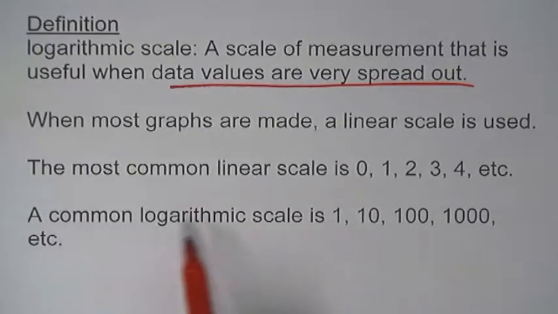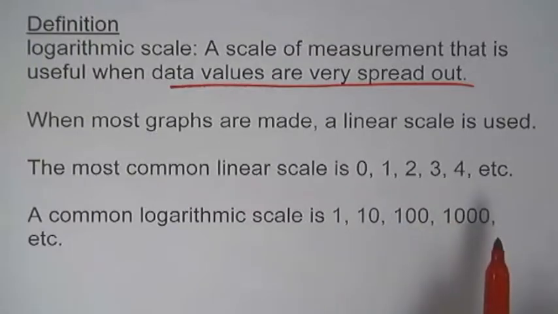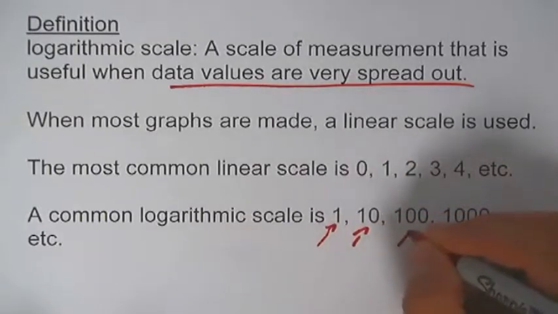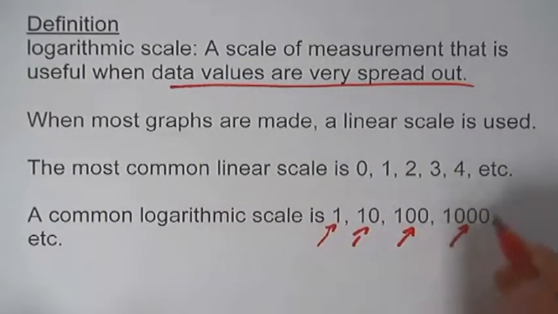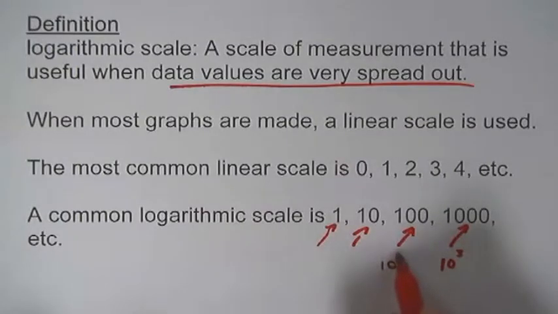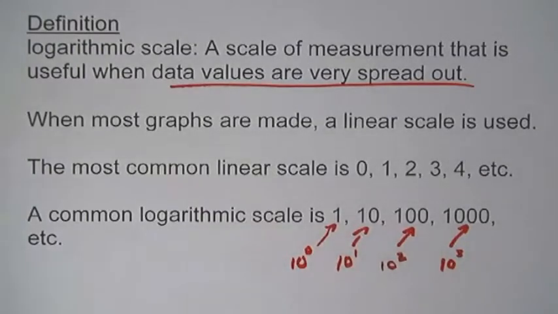Okay, now a common logarithmic scale is 1, 10, 100, 1000, where each preceding value is being multiplied by 10. Another way that these are sometimes represented is as powers of 10. So 1000 is 10 to the power of 3, 100 is 10 to the power of 2, 10 is 10 to the power of 1, 1 is 10 to the power of 0. So a lot of times logarithmic scales will be written that way.